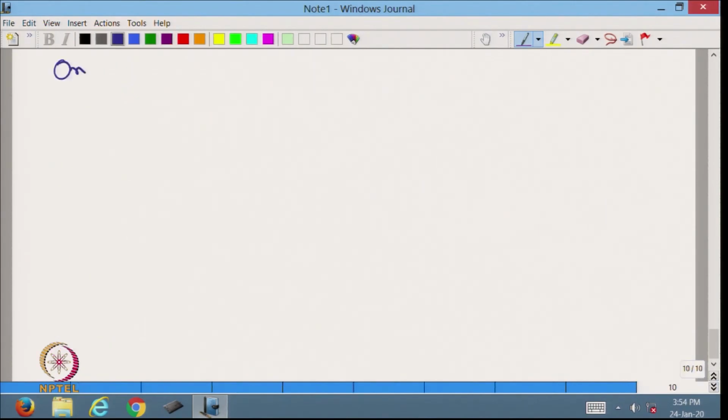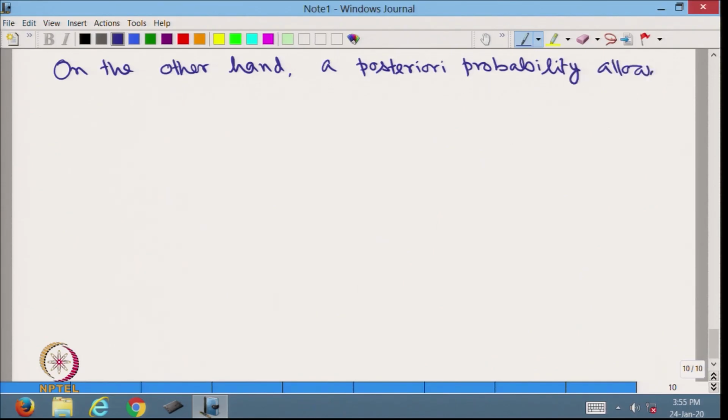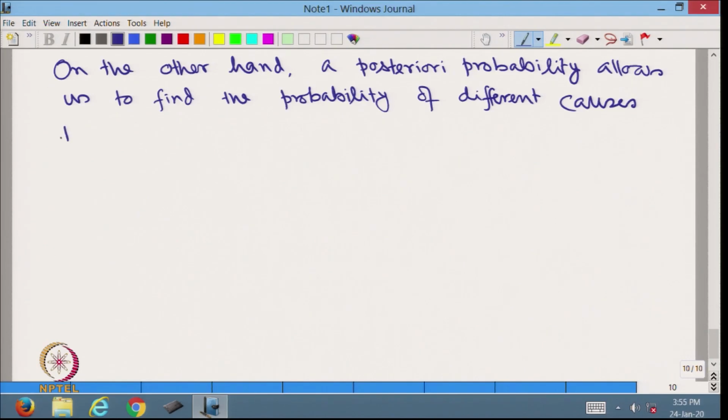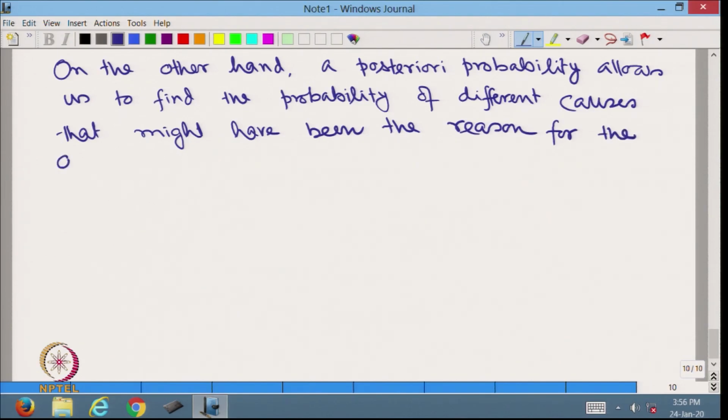On the other hand, a posteriori probability allows us to find the probability of different causes that might have been the reason for the occurrence of the event.